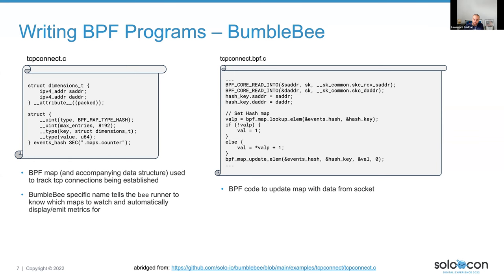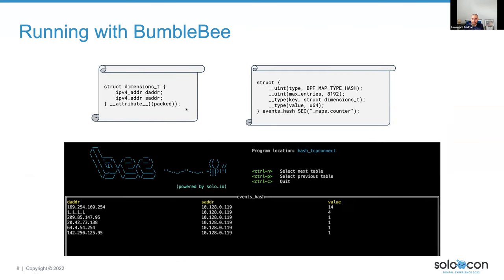Bumblebee will be able to read that data. So to actually see it in action, again, taking that data type, when you do a B run, and in this case, this is the HashMap TCP Connect program that I just built, and I'm running it. And so you can see this destination address as DAdder, source address as SAdder.